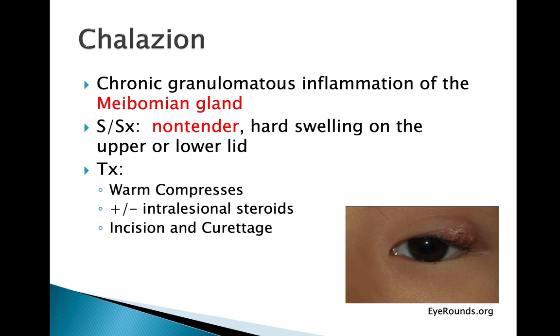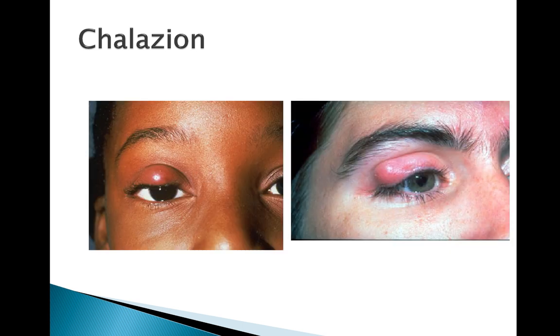Our treatment for this is warm compresses. Sometimes the warm compresses will help to drain this, but if it becomes very big and starts pushing on the eye, causing distortion of the visual acuity, you may have to do intralesional steroids to help shrink the mass, or you can do incision and curettage, where they go in and cut it out.